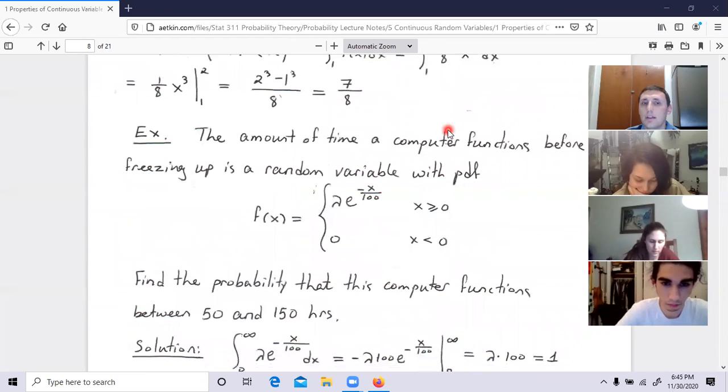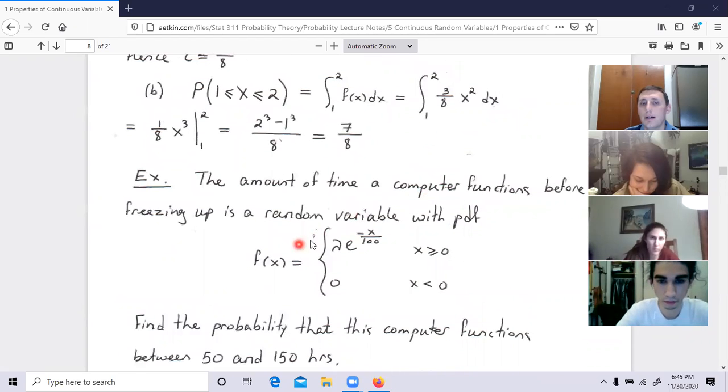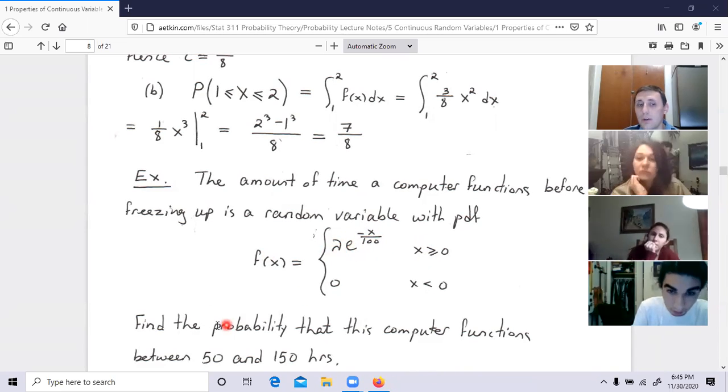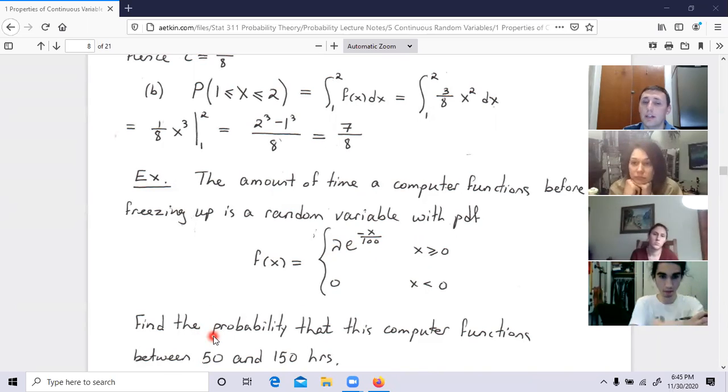Here is a similar problem. Okay, guys, here is the next example. The amount of time a computer functions before freezing up is a random variable with probability density function, PDF, equal to f of x, which is 0 if x is negative, and for non-negative x, it's lambda e to the minus x over 100. So I want you to calculate, and do it fast: what's the probability between 50 and 150 hours?